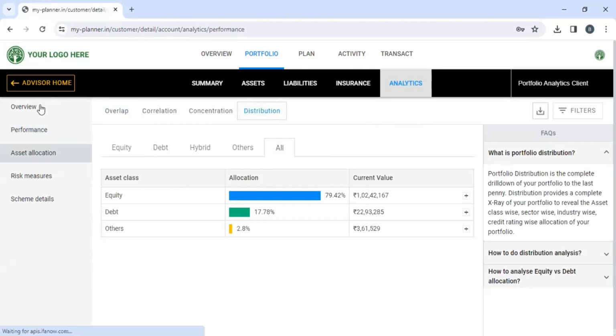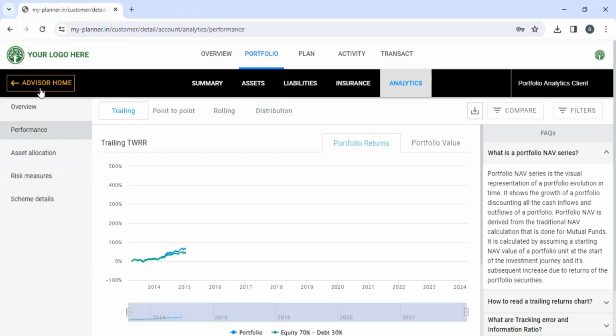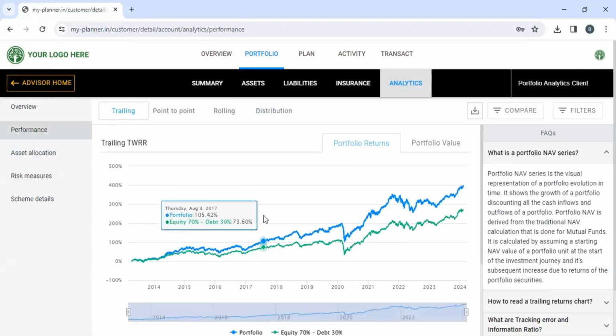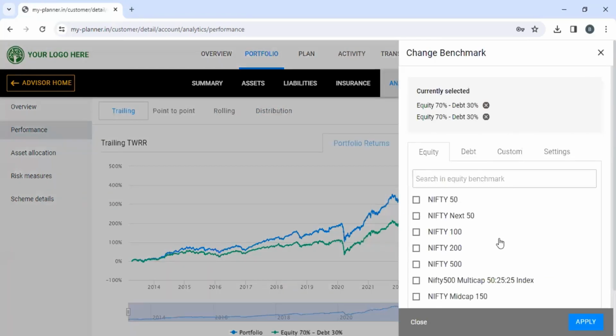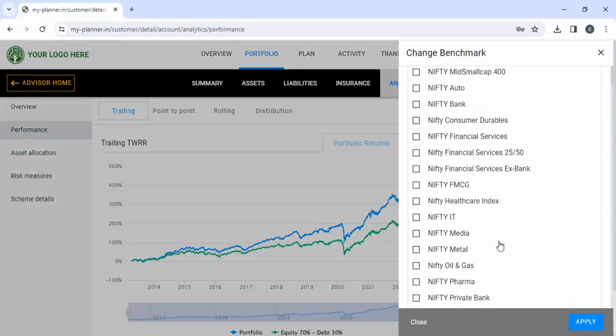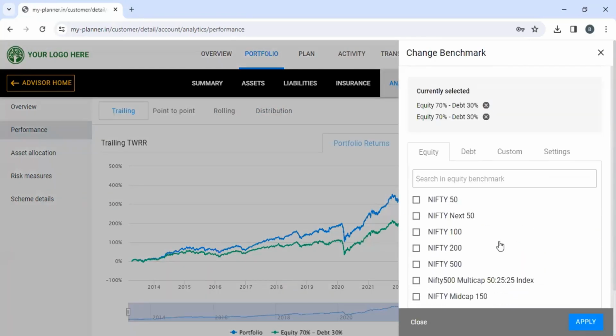In the settings section, you can set which particular benchmarks you want for these asset allocations. If I don't want to set any benchmark, that also we can do. When it comes to benchmarks, we have a whole list. For equity, all the publicly available benchmarks can be added. For equity and debt, we can even create a custom benchmark.